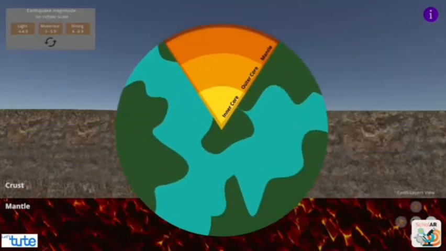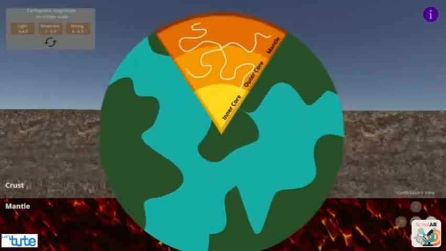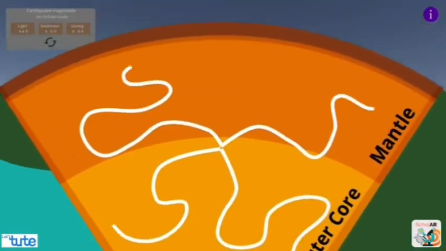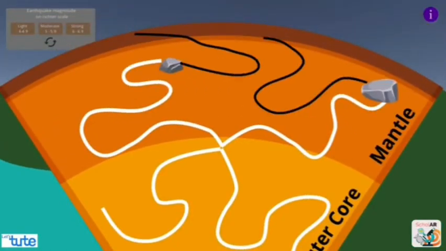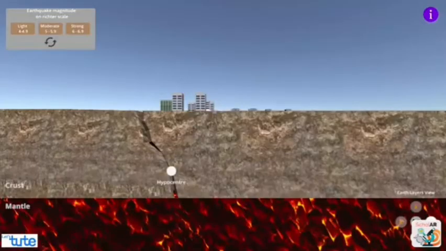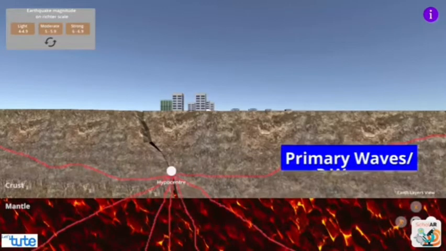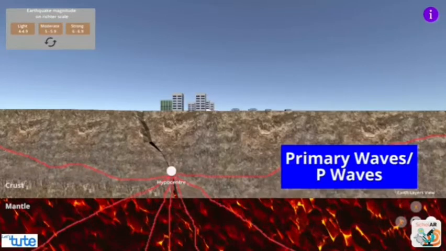Body waves are the waves that move through the interior of the earth and through the body of the earth, and hence the name. When these body waves move, these waves come across the surface rocks and generate the surface waves. Let's see in detail about these body waves and surface waves. From this point, that is hypocenter, waves are released. These waves are called primary waves or P waves.